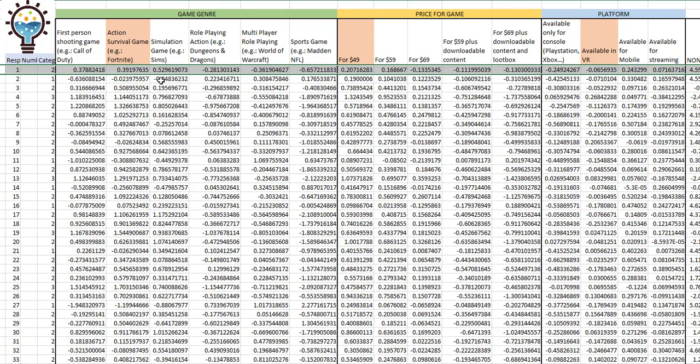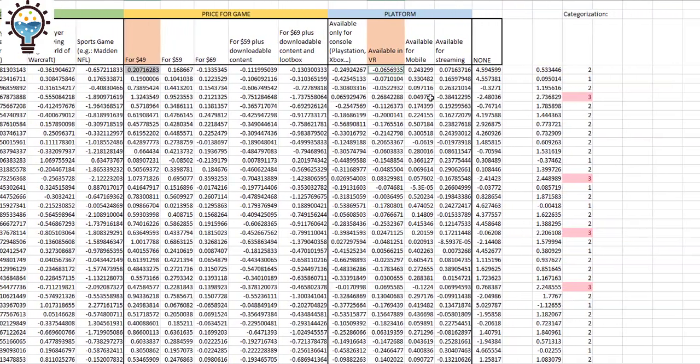Now, because a product's total value is the sum of the values of the components, we can calculate how much value a product would be for a respondent if it had certain attributes. For example, our client is coming out with an action survival game for $49 that is available in VR. The total score for that game for this respondent would be 0.53, which is the sum of the scores of the components for a game that is made up of those attributes.